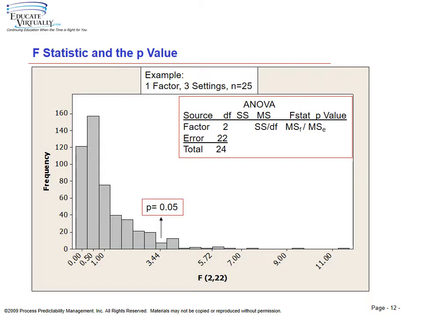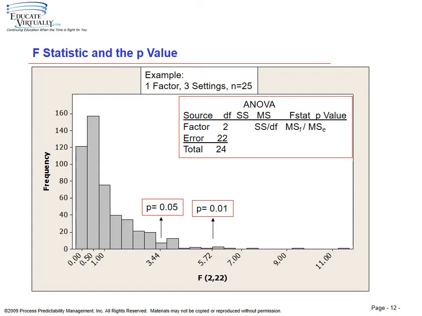The first is a value of 3.44. That yields a p-value of 0.05, or a 95% confidence that there is a difference when we change settings for our particular factor related to the outcome that we were measuring. For a value of 5.72, our p-value has now been reduced to 0.01, or a 99% confidence.